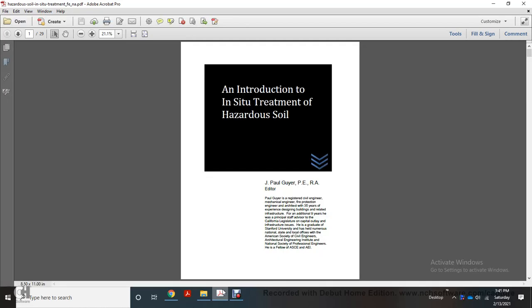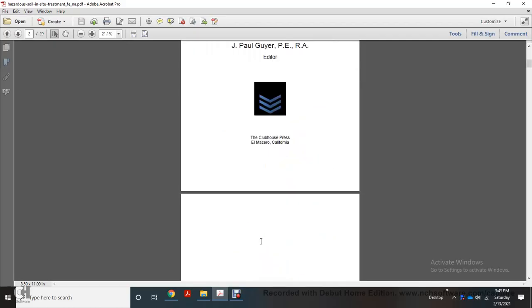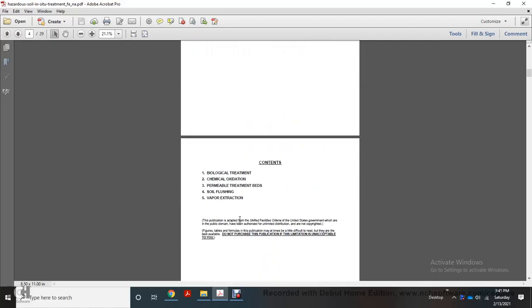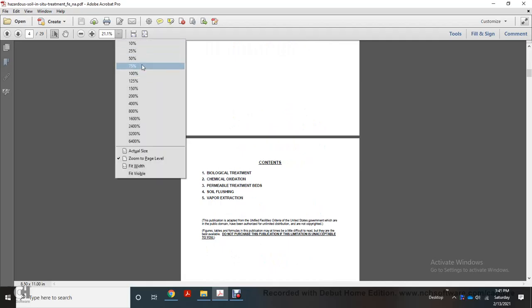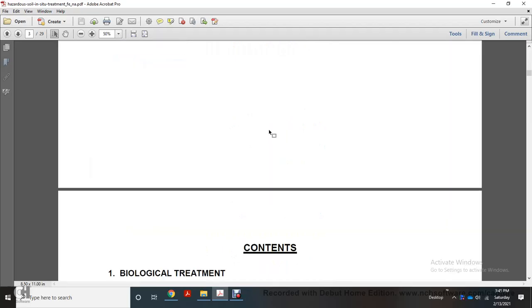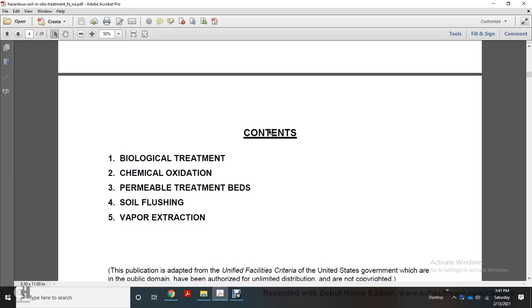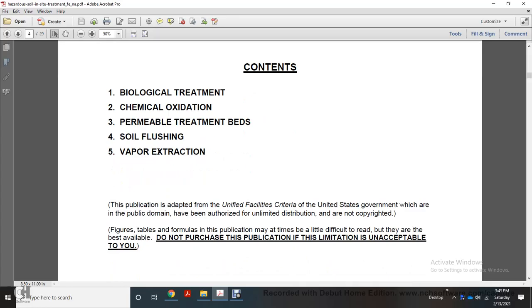Our introduction to the in-situ treatment of hazardous soil. Biological treatment, chemical oxidation, permeable treatment bed, soil flushing, vapor extraction.